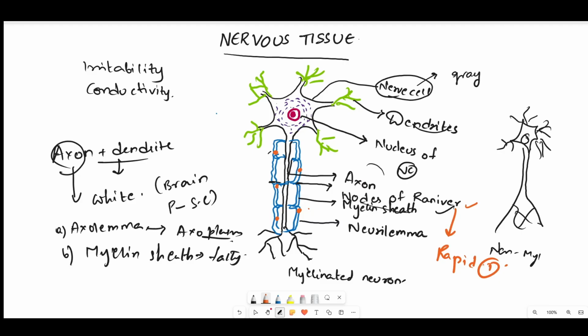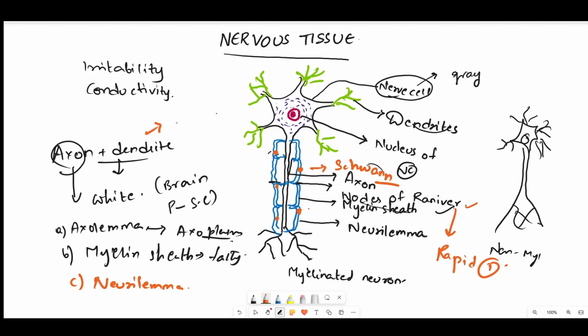The third part is called the neurolemma. It is a fine, delicate membrane that surrounds the axon. It also contains cells called Schwann cells. What do the Schwann cells do? They surround the axon, and they also surround the myelin sheath.